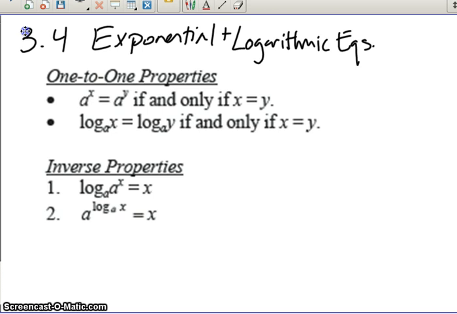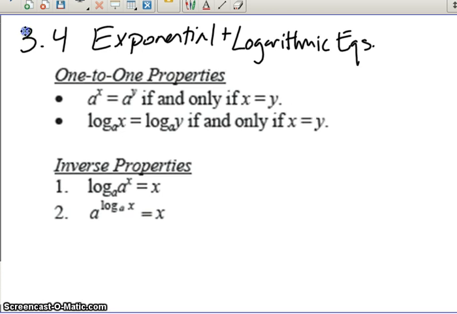We have the inverse properties right here. We know that we can take the log base a of both sides to get rid of an a to the x. We know that we can exponentiate both sides, raise both sides to the a, to get x by itself in a logarithm. So we're going to be using those properties every time we're doing this.